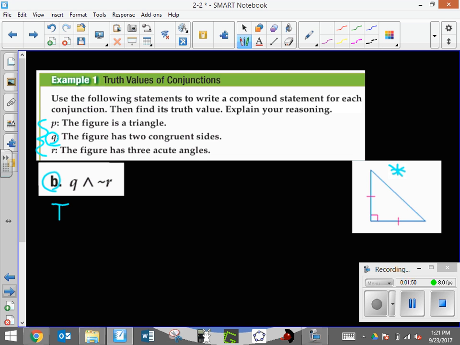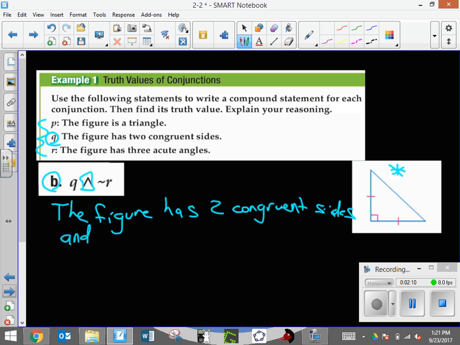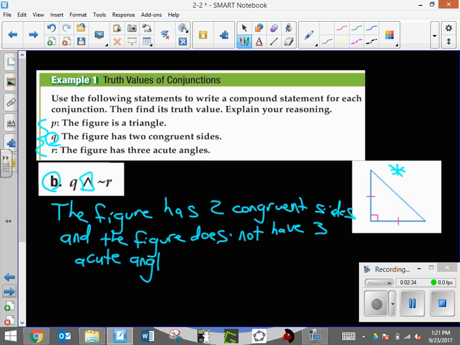I'm going to say the figure has two congruent sides, and that's what this symbol means, and not R. So if my statement R says the figure has three acute angles, we're going to change that to not R, so we're going to say and the figure does not have three acute angles. That's a compound statement that I would like us to write.